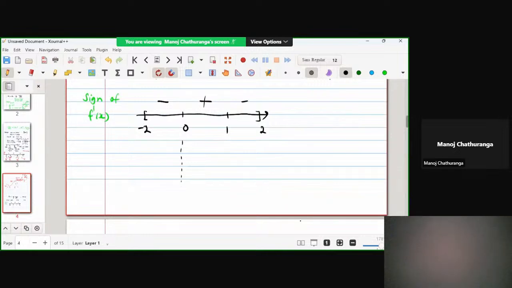So let me see what happens near 1. At 1 the graph is horizontal. Before 1, the derivative is positive. That means the function was increasing. And after 1, the derivative is negative, that means the function is decreasing. So the behavior should look something like this.